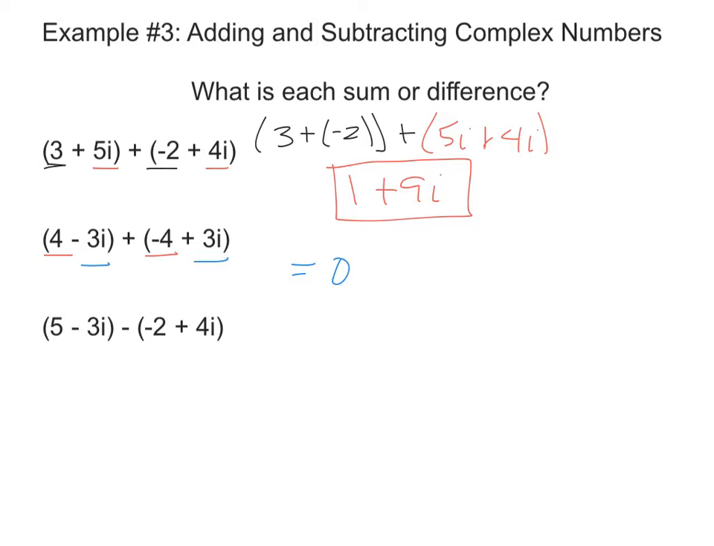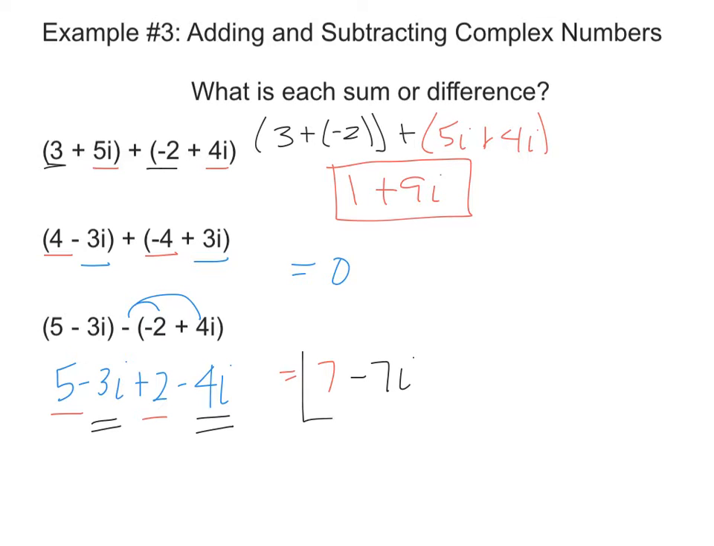The last one. Because you're dealing with subtraction, you need to go ahead and distribute the negative to everything in the second set of parentheses and then rewrite it. So really what we have is 5 minus 3i. Negative times -2 is +2. And negative times 4i is -4i. So if you combine your real numbers, they are 5 and 2, which give us 7. And then our imaginary numbers are -3i and -4i, and that gives me -7i. So 7 minus 7i is our final answer there.